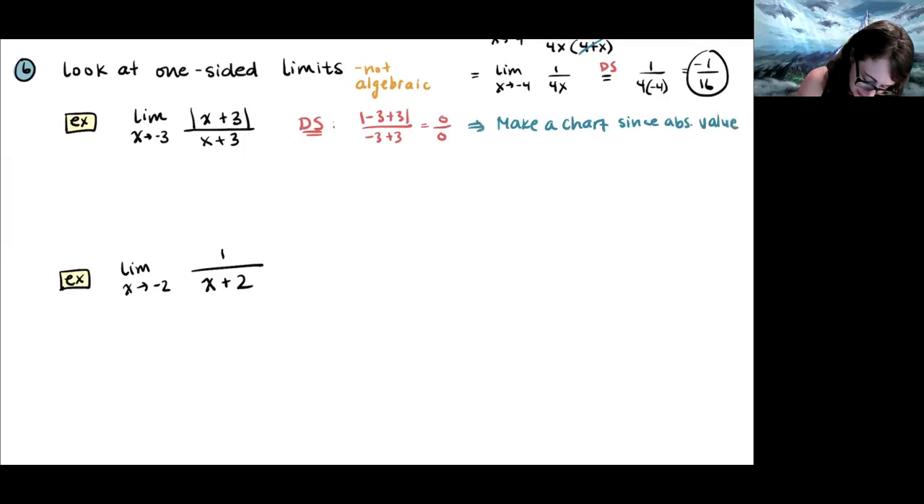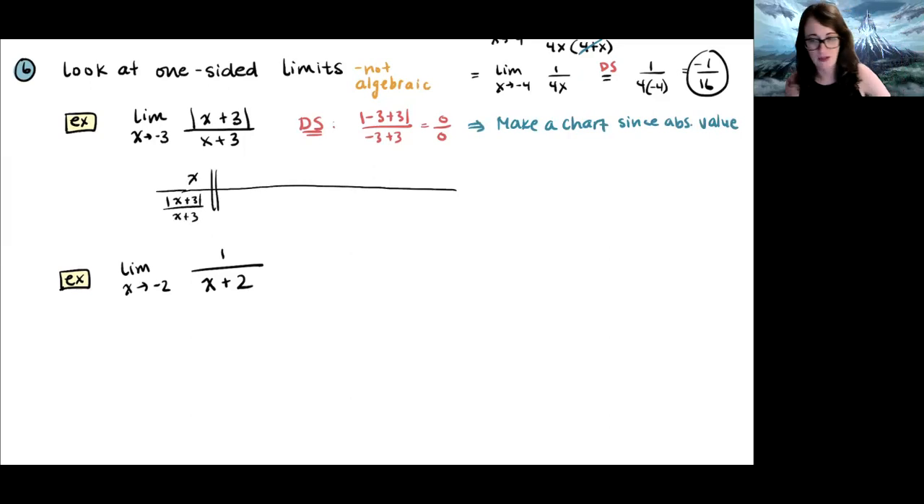Okay, so take a sec to set up this chart. Pause the video and see if you can set up the chart here. So we're going to have x up top. We'll have the absolute value of x plus 3 over x plus 3, or f of x, down in the bottom, or y if you want. Okay, we'll have -3 in the middle because we're looking at a two-sided limit.